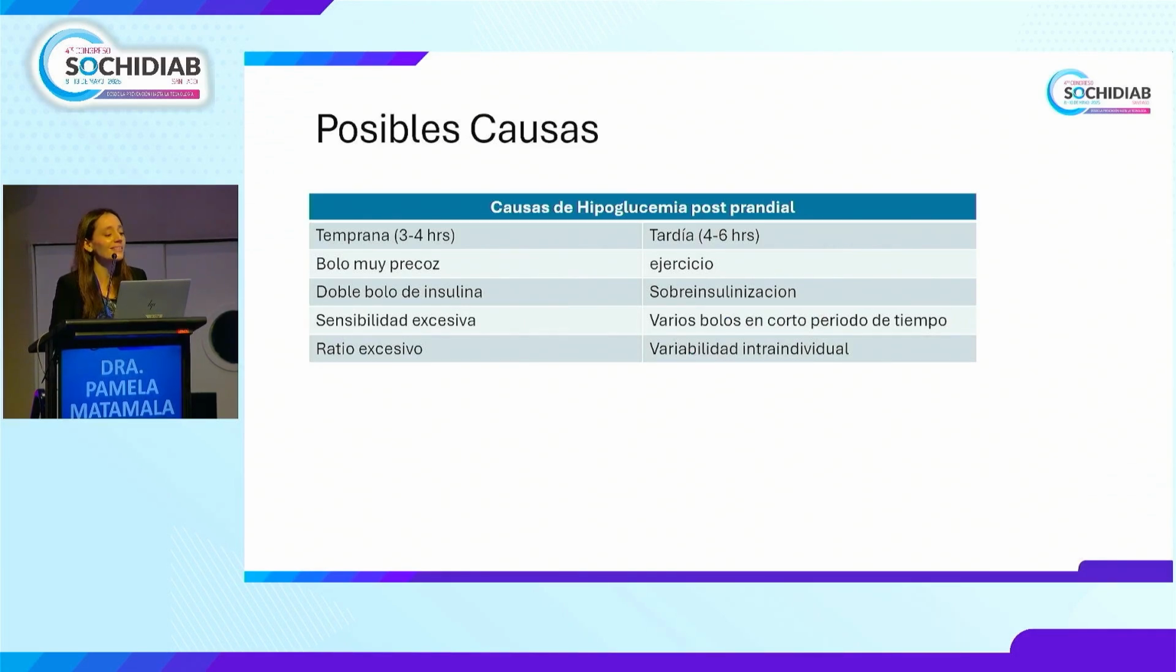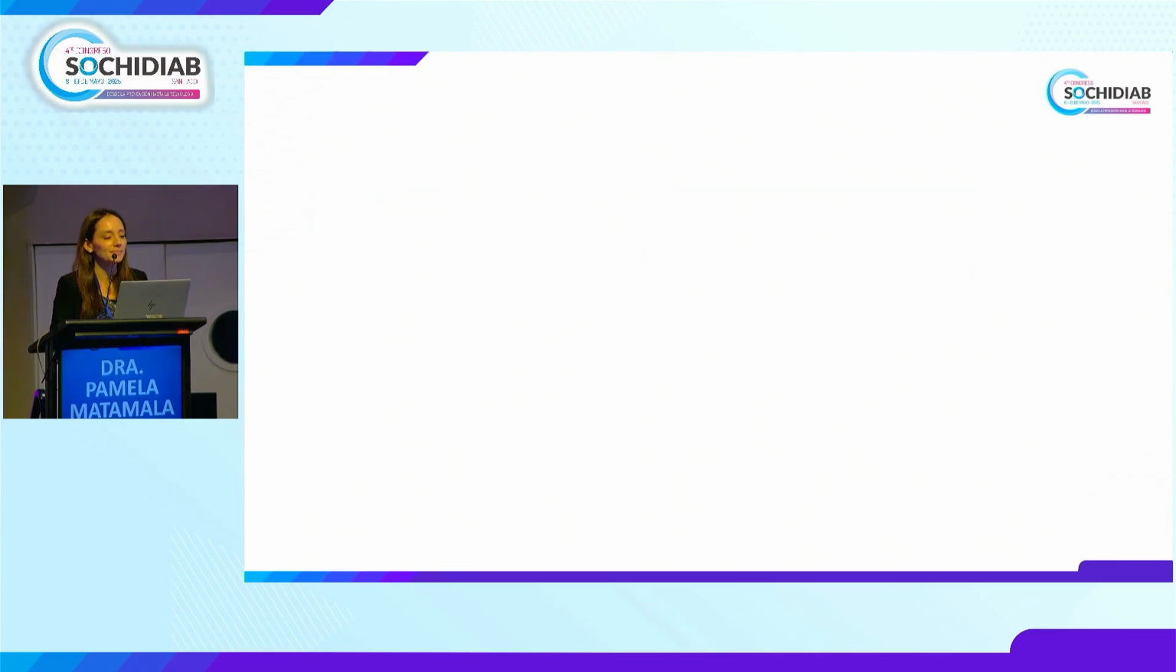The causes of early postprandial hypoglycemia may be a bolus that is too early, or a bolus that is done after starting to eat. Also double boluses of insulin, but most probably in this patient it is an excessive sensitivity and ratio. It is here where we have to work. About late hypoglycemias, the main cause is insulin stacking, several boluses in a short time period, and the same variability of the patient.